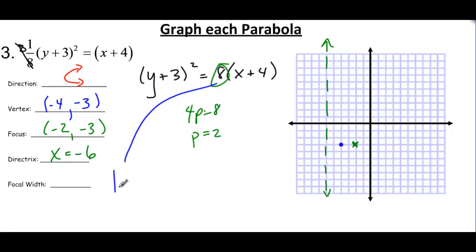And now I want to find my focal width. Remember, focal width is just the absolute value of this number in front of my parentheses. Absolute value of 8 is 8. So I'm going to go to my focus, and now it's going to be 8 wide, but now it's going to be up and down. So I'm going to go up 4 and down 4. And going through just the dots only, I'm going to be able to graph my parabola.